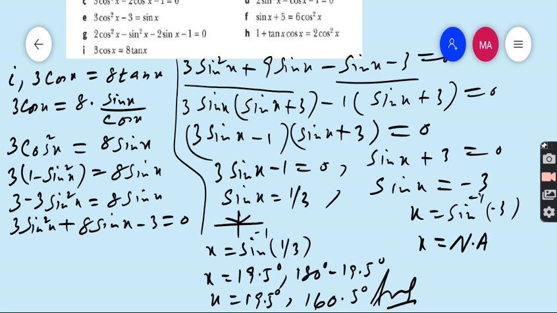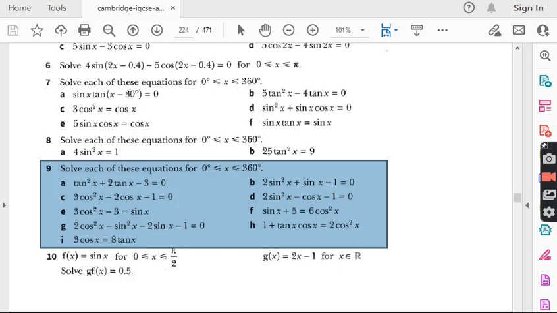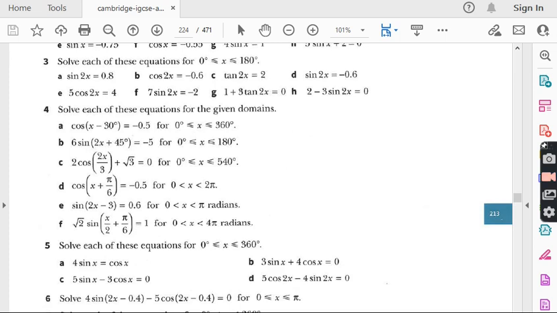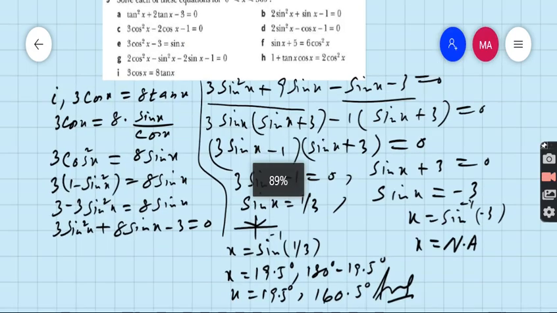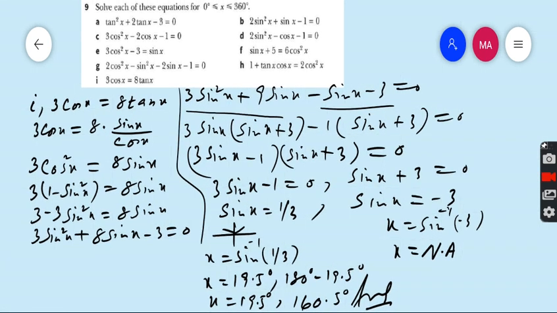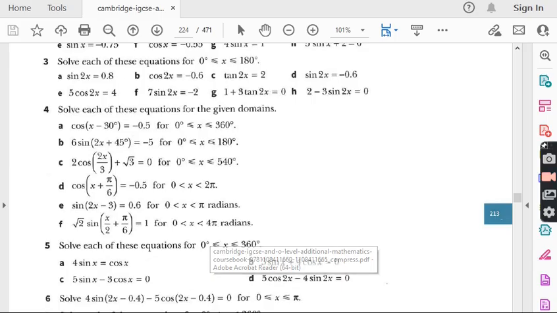So student, this is part I and this is question number 9. If I say that question number 9 is the most important question of this exercise, it is not wrong. Though question number 4 is also important, this question is very important because a quadratic factor is involved. So student, this is our today's class, where we did all parts of question number 9.